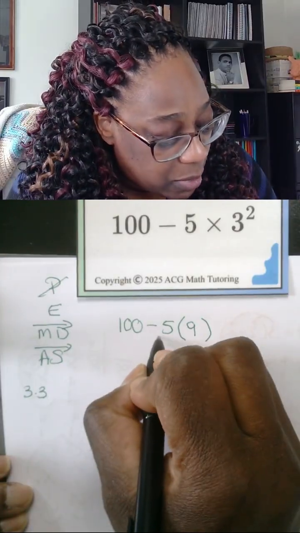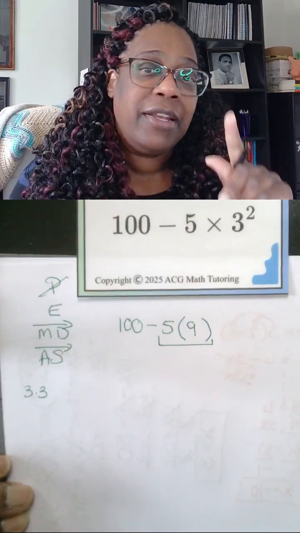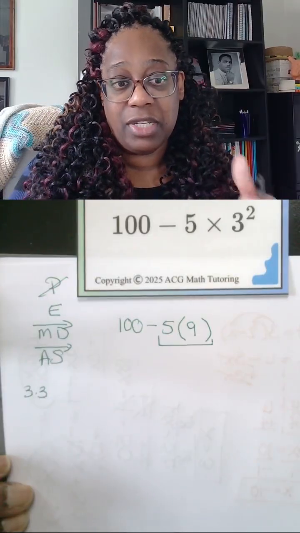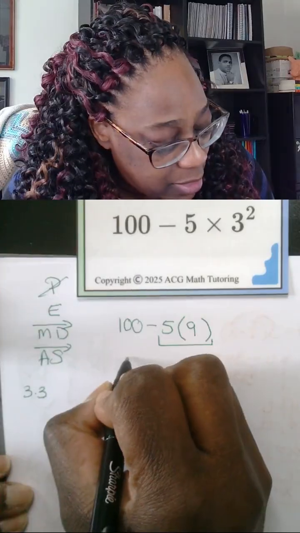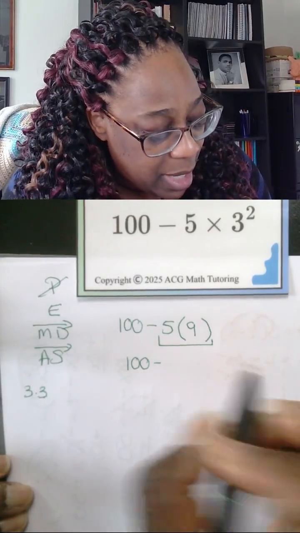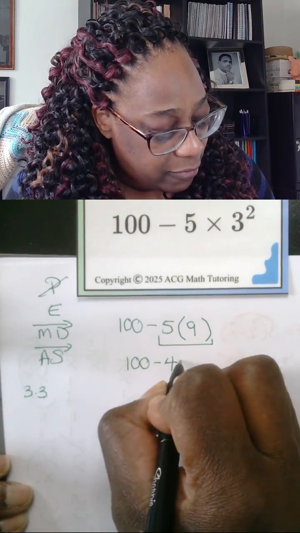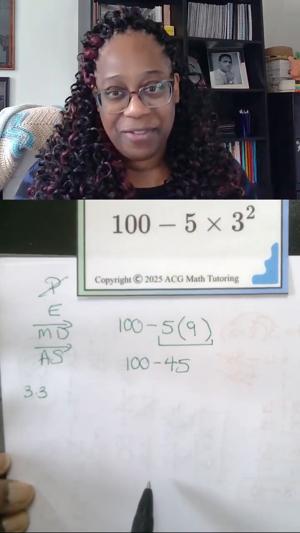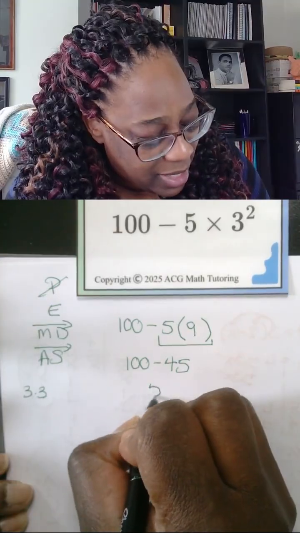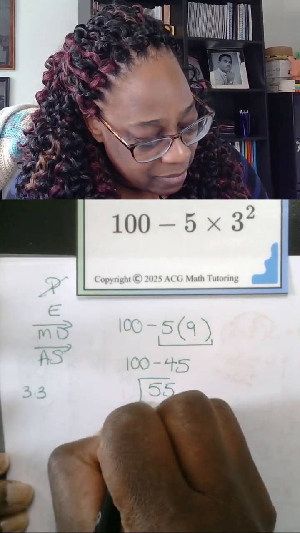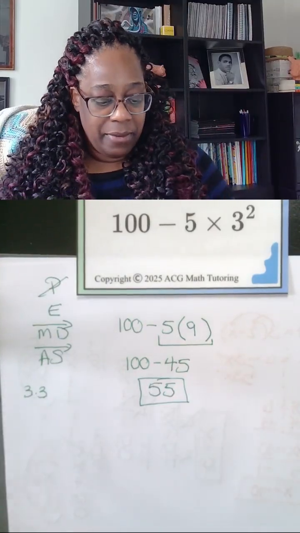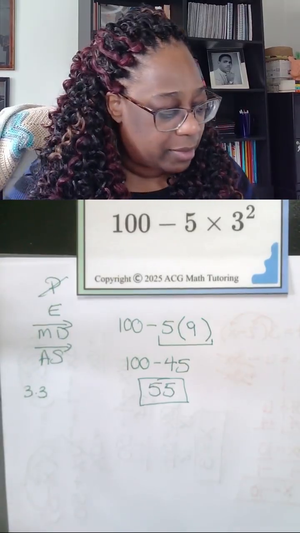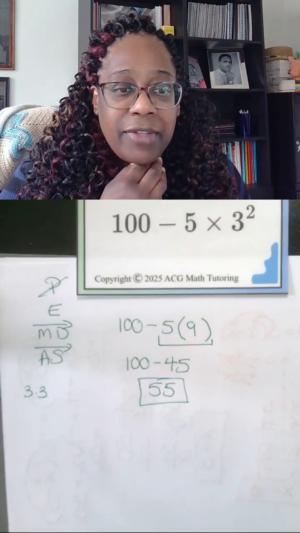So this is what we need to do. We have to multiply the 5 and the 9 first, because multiplication or division always comes before addition and subtraction. So we have our 100 minus 5 times 9, that gives me 45. Now I need to subtract the 100 minus the 45. And that's where everyone was getting the 55s. So that's how we got our 55s.